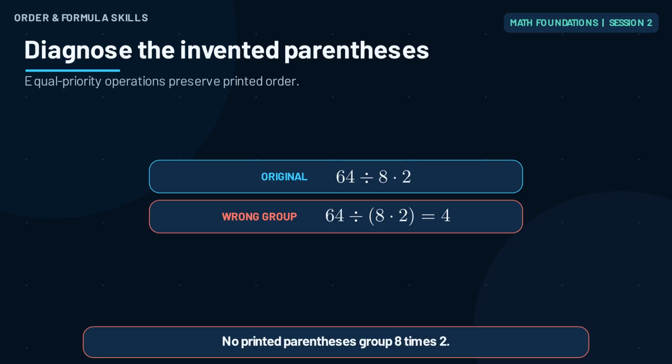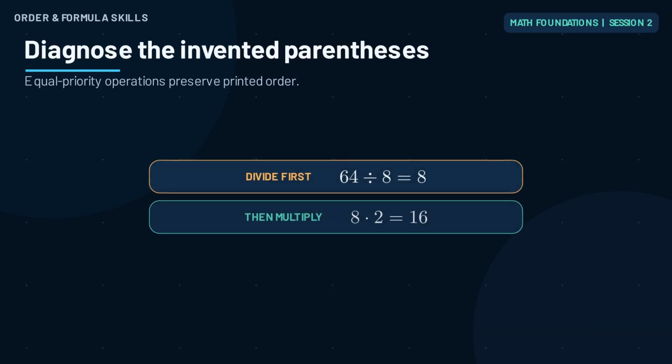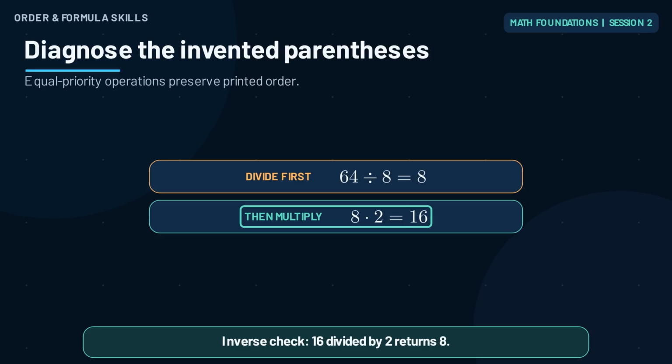Start with 64 divided by 8, which is 8. Then multiply 8 by 2 to get 16. The correct answer is 16, not 4. An inverse check confirms it. 16 divided by 2 returns 8, the result of the first legal step.